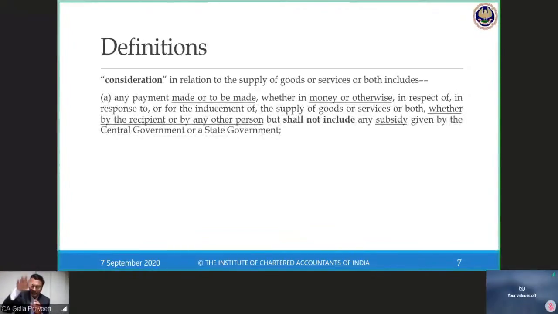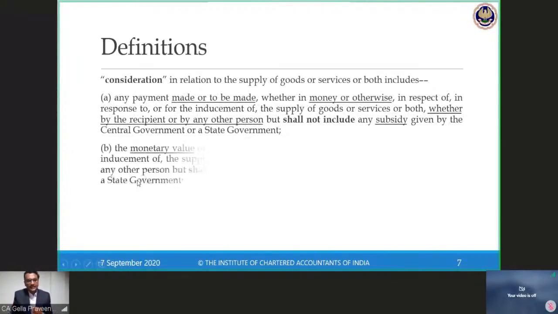So when I do the calculation, when I need to charge GST, for walking customers, when I receive cash of 5 rupees, I charge GST on 5 rupees. The balance 5 rupees I'm going to receive back from the state government or central government. How? By way of a subsidy. They say don't consider that for the purpose of consideration. Hope this definition is clear to this extent.